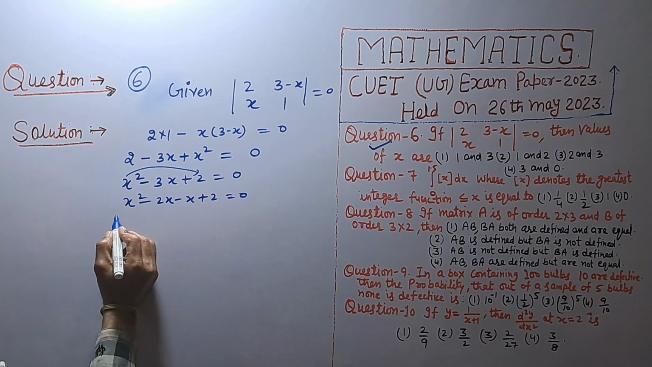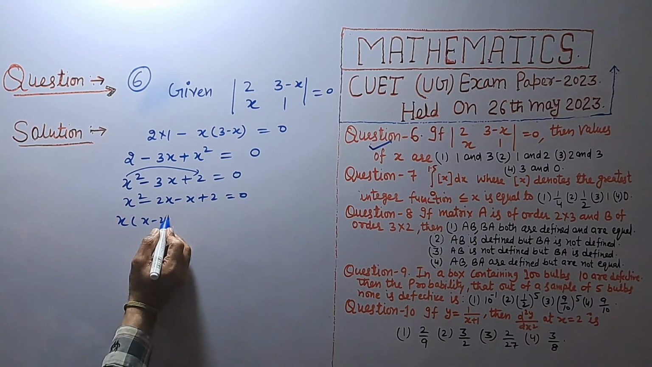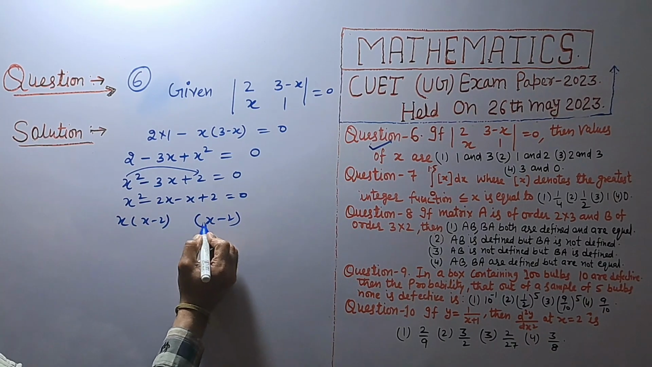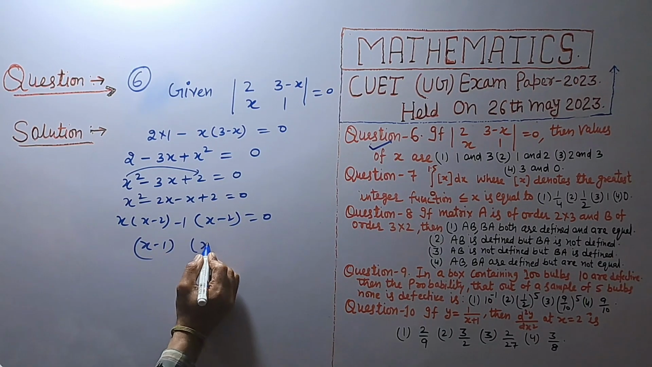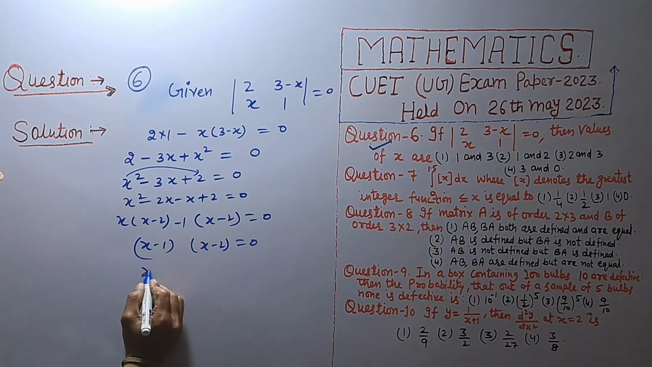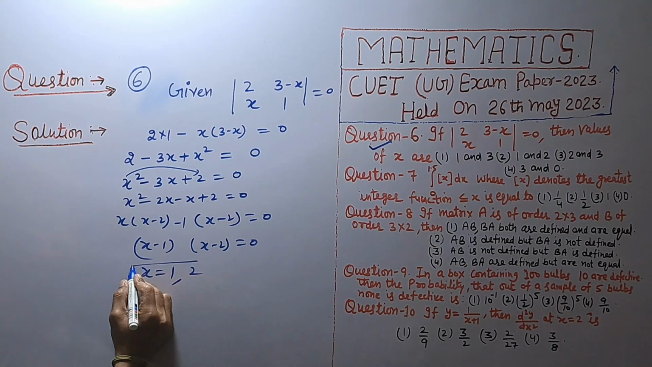plus 2 equal to 0. Taking x common, x minus 2 in bracket, minus 1 common, x minus 2 in bracket, equal to 0. So x minus 1 and x minus 2 equal to 0. X is equal to 1 or 2.